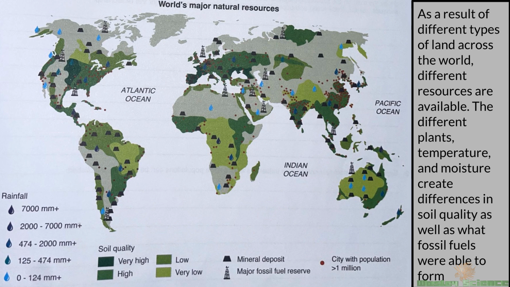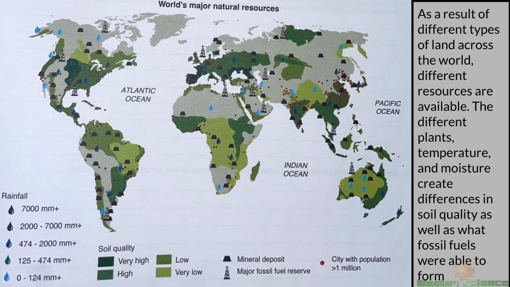But what ends up happening as a result is there's different types of minerals in these areas. We also have a lot of fossil fuel reserves. A lot of those fossil fuel reserves are actually happening in areas that we just saw previously is sparsely vegetated land. So that's pretty interesting.